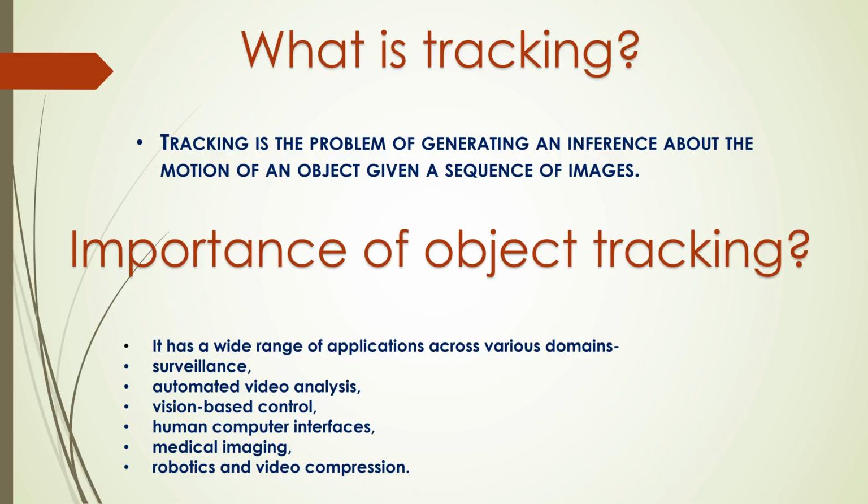What is tracking? Tracking is the problem of generating an inference about the motion of an object given a sequence of images. Object tracking is one of the most important tasks in the field of computer vision. So, why is object tracking so important to us? As we know, object tracking has a wide range of applications across various domains like surveillance, automated video analysis, vision based control, human computer interfaces, robotics, video compression, and medical imaging.